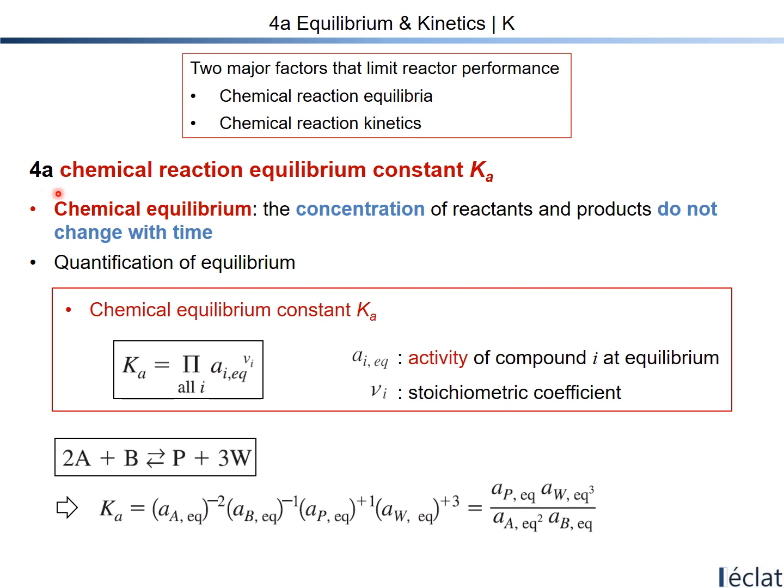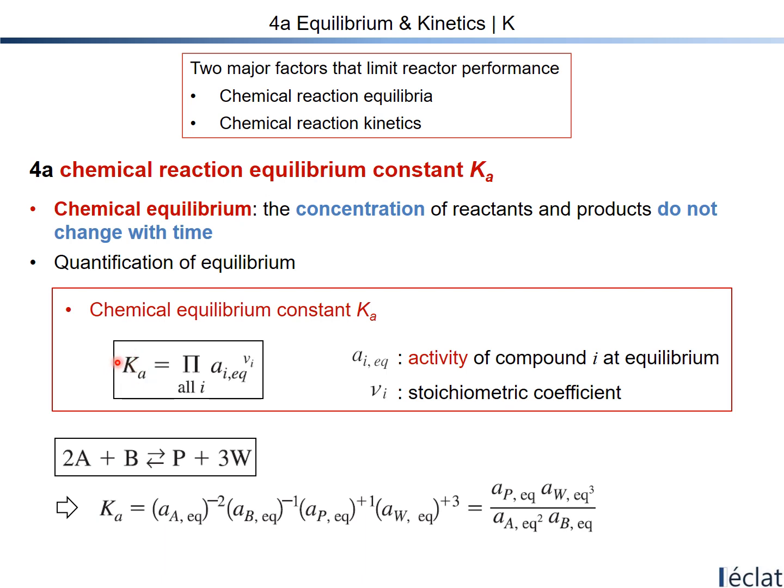So chapter 4a is chemical reaction equilibrium constant K of activity. As you know, at chemical equilibrium, the concentration of reactants and products do not change with time, invariant, like the steady state. How to quantify the equilibrium? Of course, that is the K. That is the chemical equilibrium constant K, based on activities of species included in the chemical reaction.